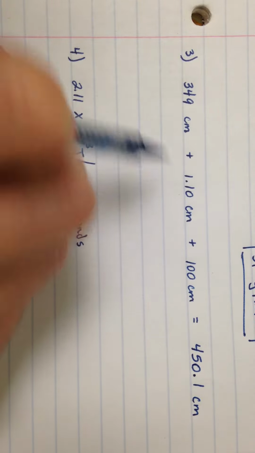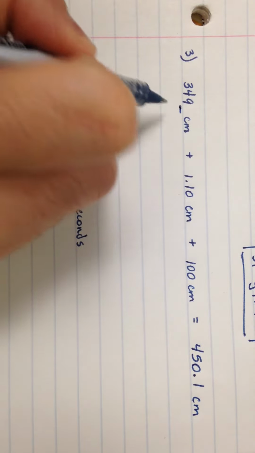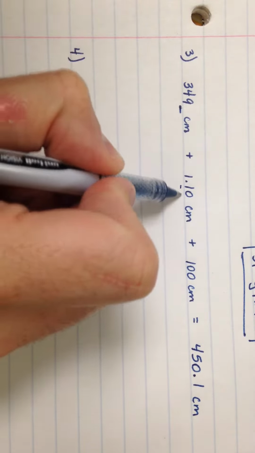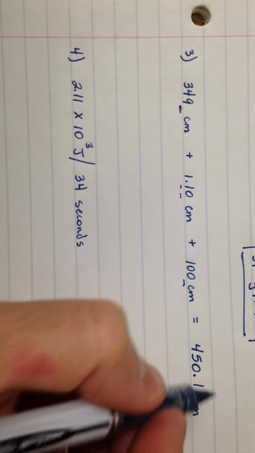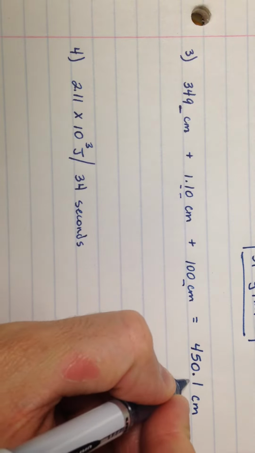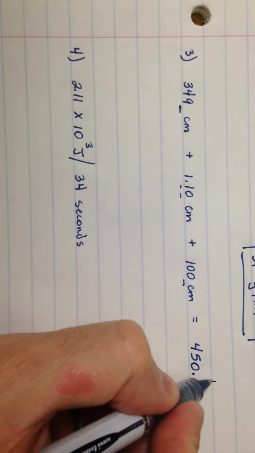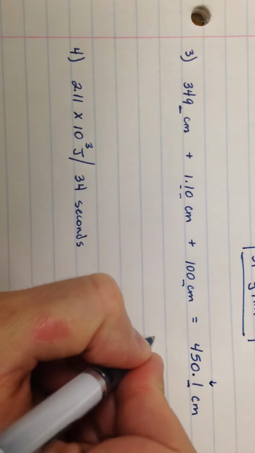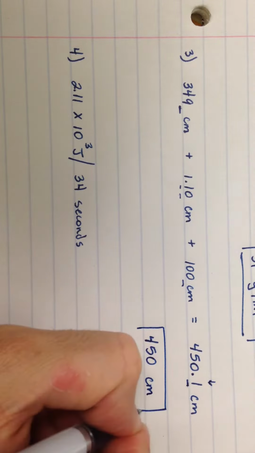Remember, we're adding, and whenever we're adding or subtracting, we round our answer to the number of decimal places that is the same as the number with the least decimal places. This value has 0 decimal places, this has 2, and this also has 0 decimal places. So I'm going to round all of the decimal places out of this number. This 1 is the digit I'll use for rounding. Since it's less than 4, it rounds down, and I'm left with 450 centimeters.